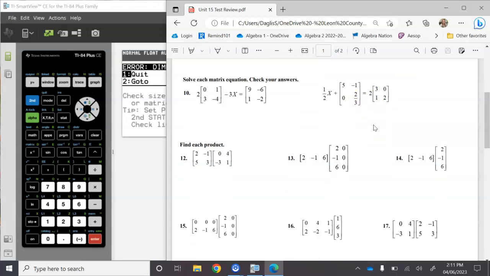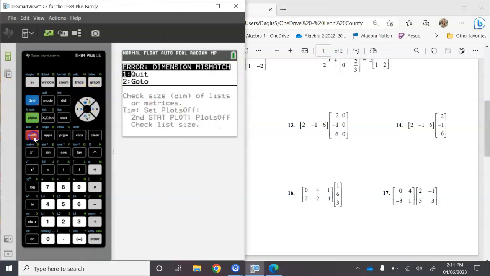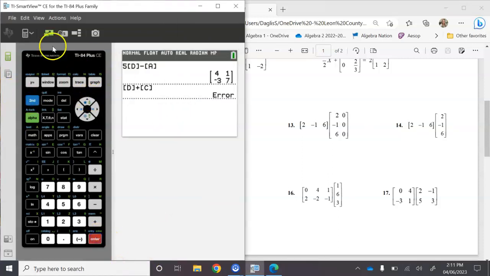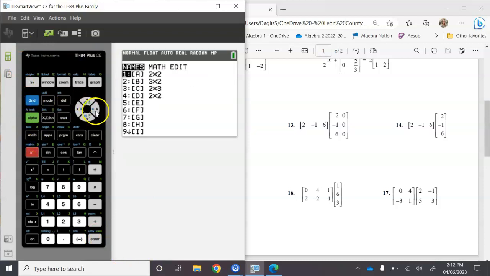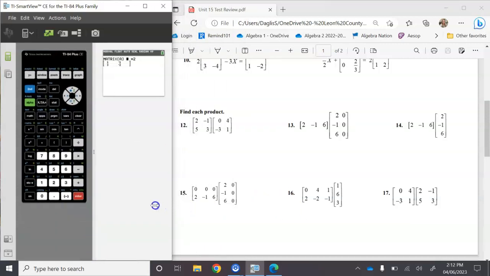It's not that bad. Down here, when it comes to multiplying, again, make sure you can do it first before you take the time to type it into your calculator. A 2 by 2 with a 2 by 2, I can do that. So let me go ahead and show you this. I won't do all of them, but let's see here. Matrix menu. I have a new matrix I want to put in for matrix A. You should bring it back up here.